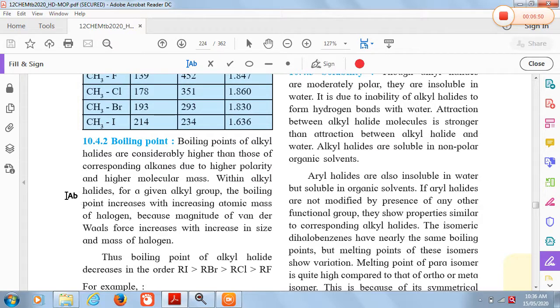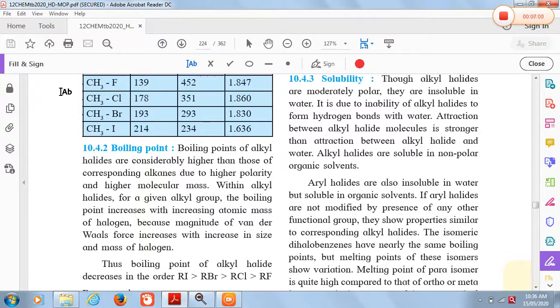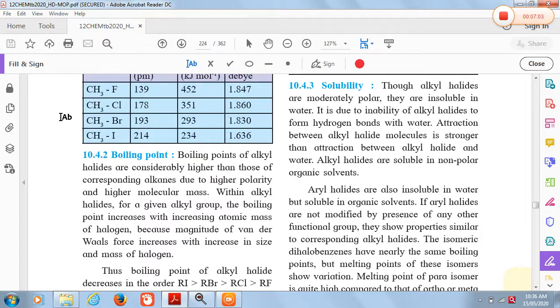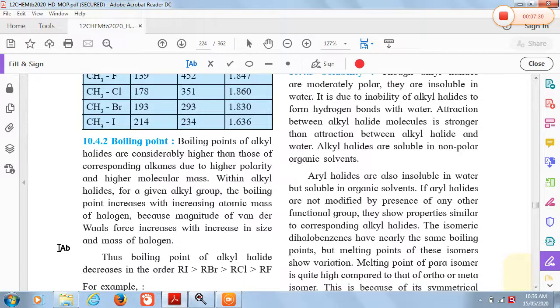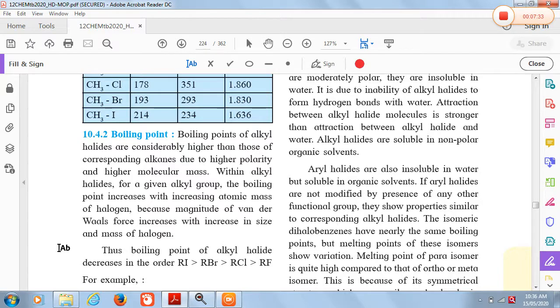With alkyl halides, for a given alkyl group, the boiling point increases with increasing atomic mass of the halogen. As we move down in the group, the atomic mass goes on increasing. The reason behind this is that van der Waals forces increase with increasing size and mass of the halogen atom. Van der Waals force you can learn in the states of matter chapter in 11th standard.